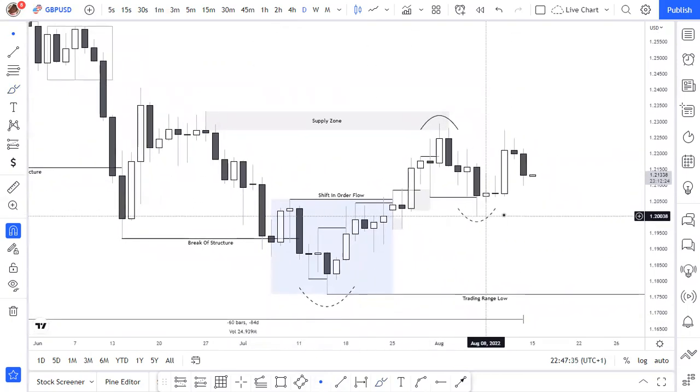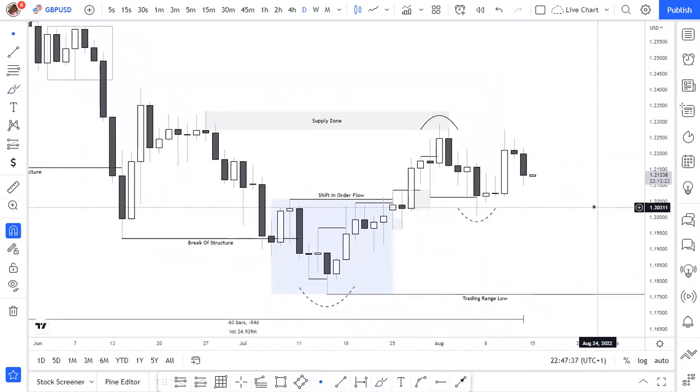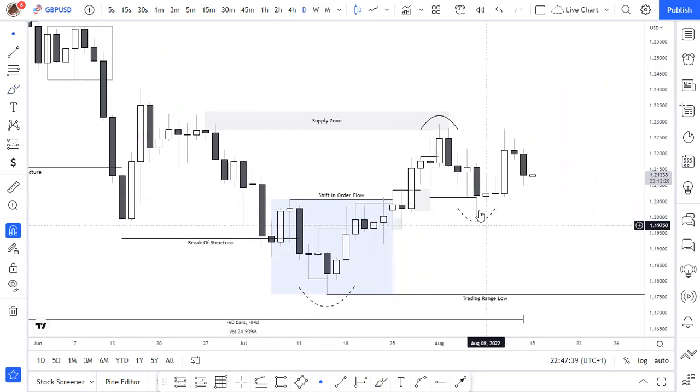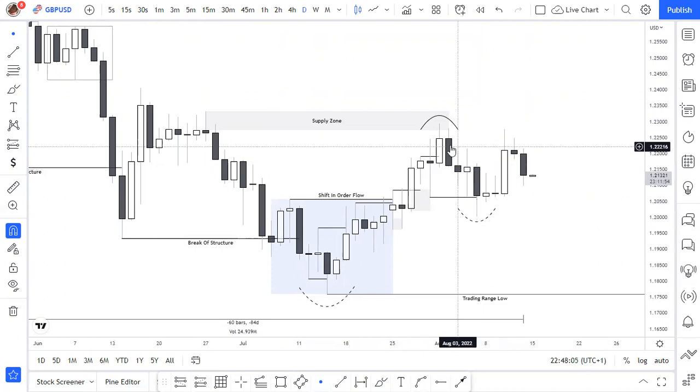So we want to study the lower time frames because we can't just trade the daily time frame. We cannot trade the daily time frame. We have to combine what we have on the daily time frame with the structure and order flow on the 4 hour. We combine that of the daily with that of the 4 hour and then 15 minutes and 1 minute. So we have to combine the structure of the market across different time frames.